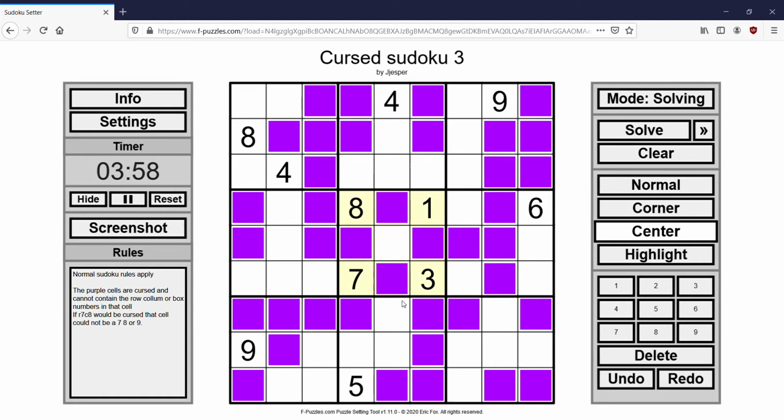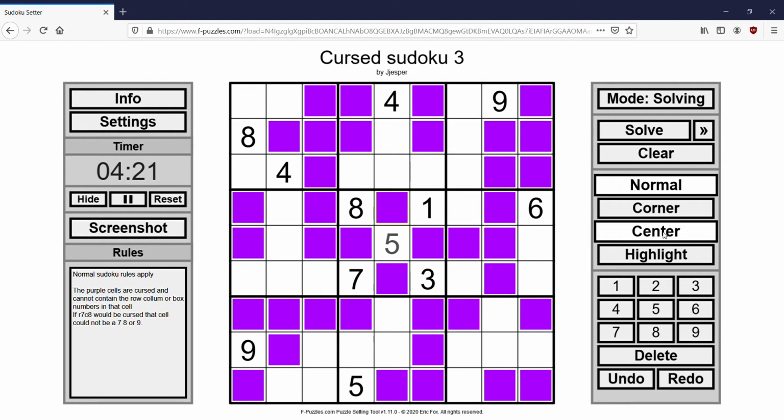And there is no 5 in the box. So therefore, the only place 5 can go is right in the middle. It can't go here in the purple squares because of the row. It can't go here in the purple squares because of the column. And in fact, it can't go in any of the 4 purple squares because it's in the box. So now let's take a look at these restricted squares.